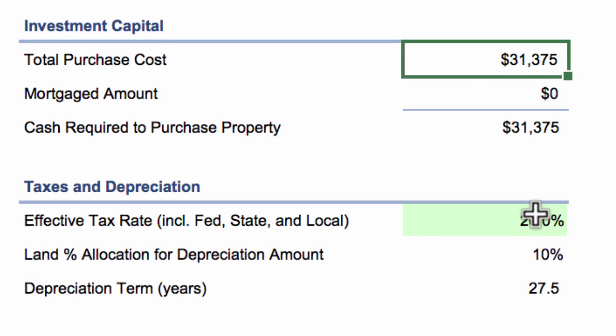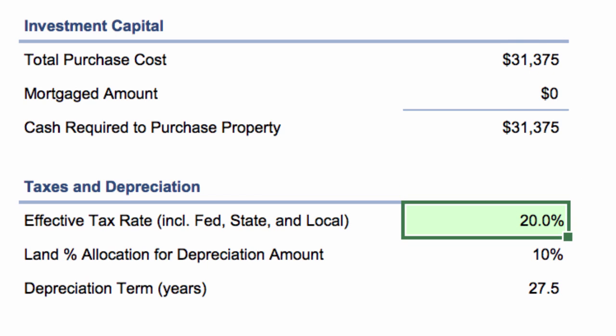And then the effective tax rate that I'm assuming here is just 20%. And again, this number can change a lot based on the actual end buyer and the owner and what their tax rate is. But 20% is pretty much in line with my buyer and myself for that matter. So I'm just going to leave that as is.